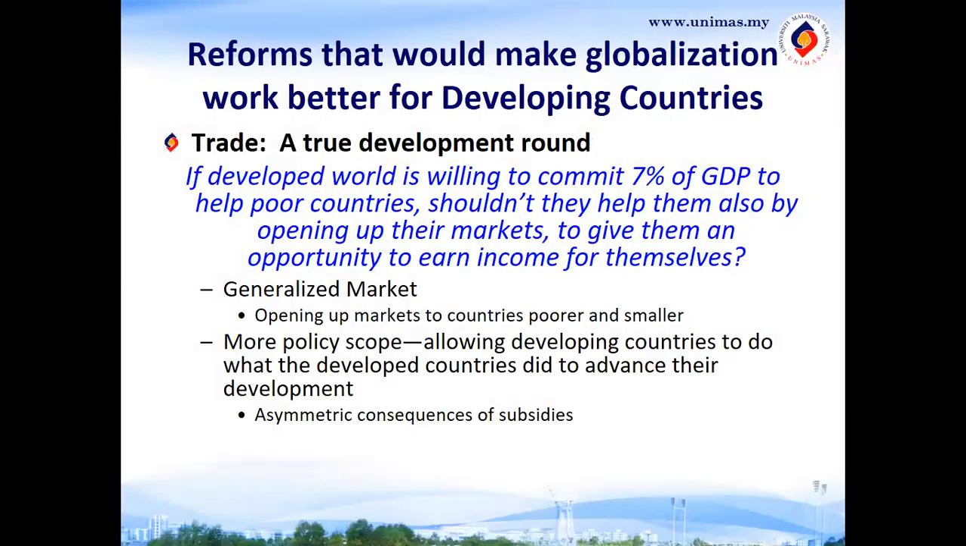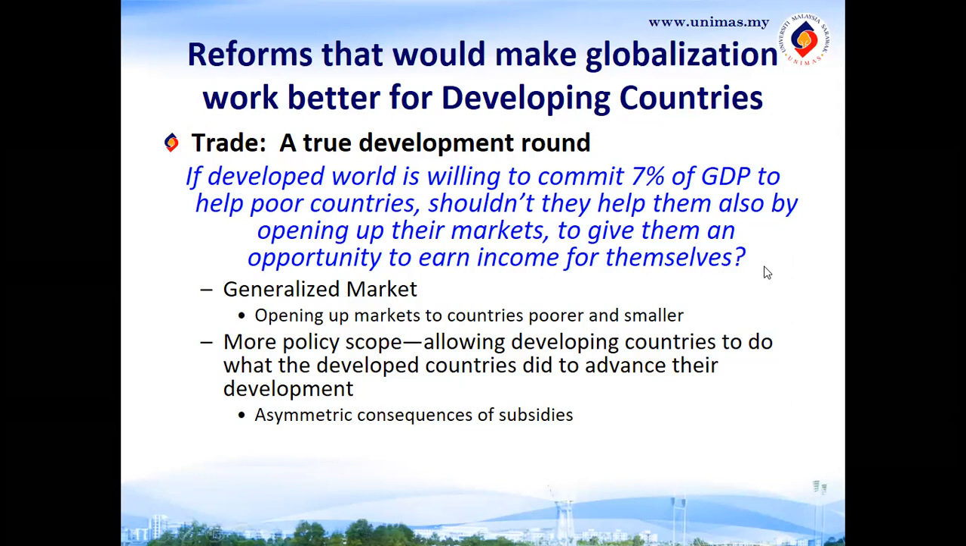Okay, so what are the reforms that need to be done to make globalization work better for developing countries? Number one, in terms of trade, there is a need for a true development round. In other words, a drastic transformation needs to be there. For example, if the developed world is willing to commit 7% of GDP to help the poor countries, shouldn't they help them also by opening up their markets? And that's the main issue.